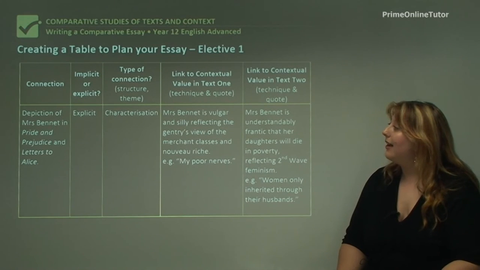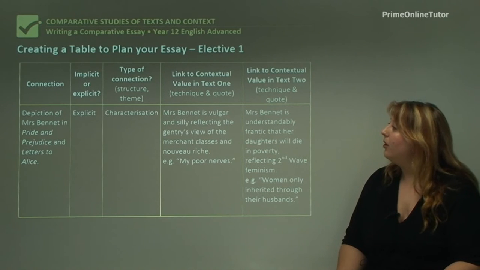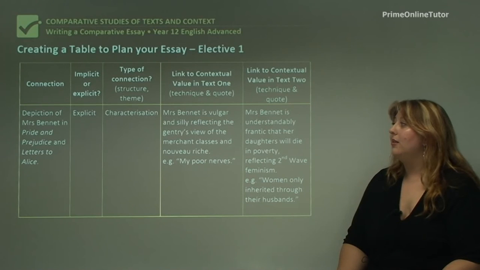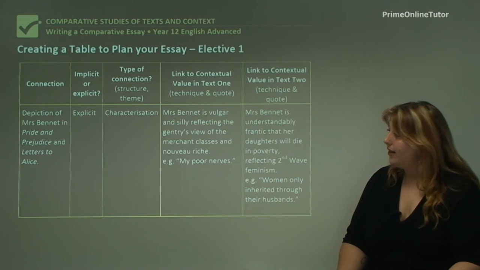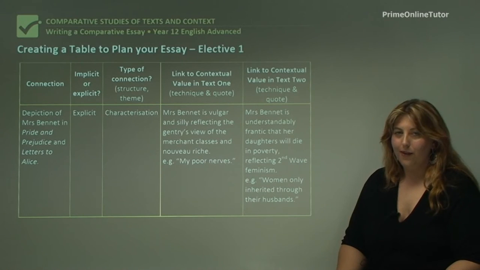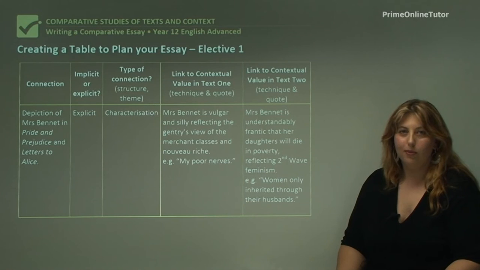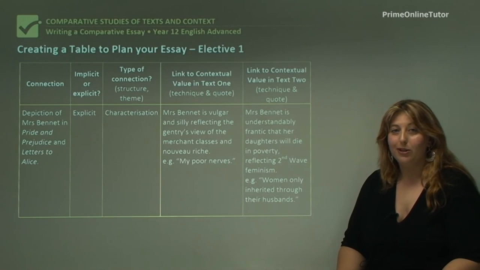So now I'm going to say what is it in the text and then what does that reflect in terms of values. So Mrs. Bennet is vulgar and silly. That's how she is in the text. So that reflects the gentry's view of the merchant class, or nouveau riche, which is obviously not a very favourable one. So she's a very silly woman who runs around saying, "my poor nerves," all the time. So that's one view, and that's how she is presented in Pride and Prejudice.